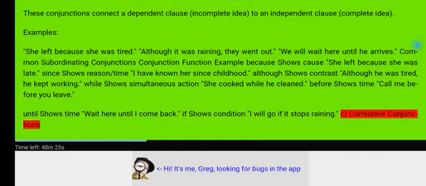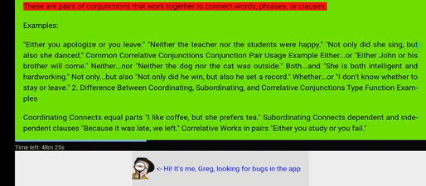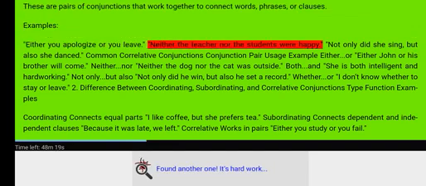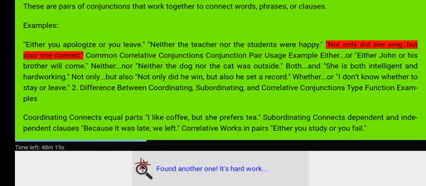C. Correlative conjunctions. These are pairs of conjunctions that work together to connect words, phrases, or clauses. Examples. Either you apologize or you leave. Neither the teacher nor the students were happy. Not only did she sing, but also she danced.